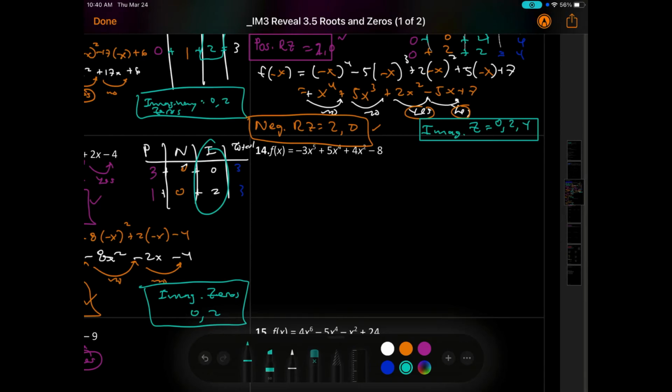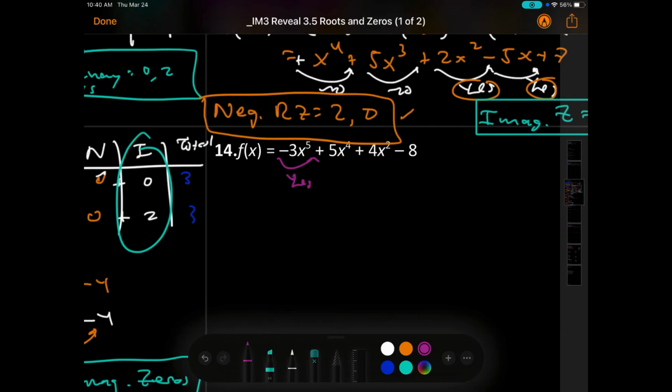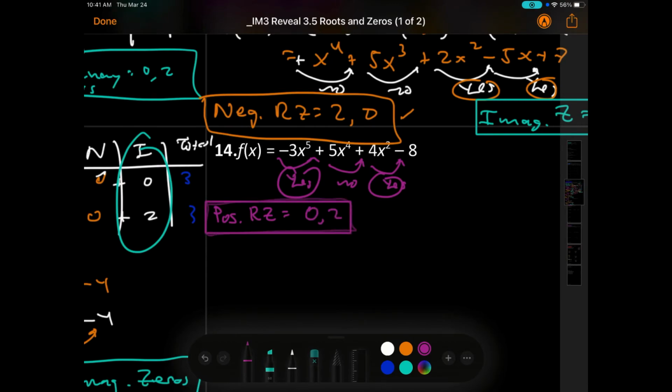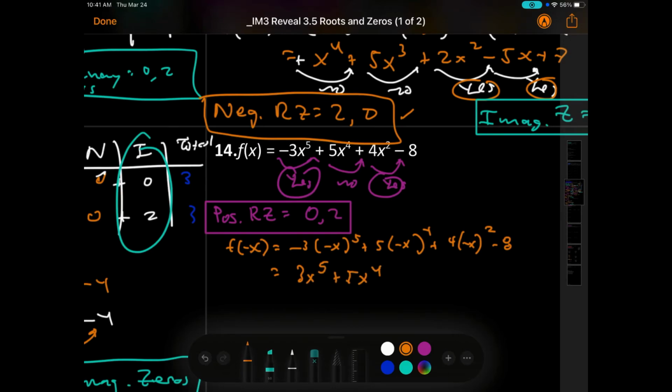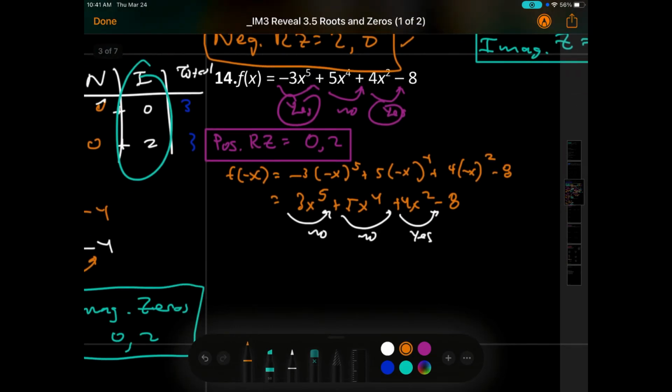All right, number 14. Count sign changes. Yes. No. Yes. So positive real zeros are going to be count by 2, so 0 or 2 here. Let's stick in negative x. And simplify. So that would be negative x to the 5th power, so that'll become positive. Plus 5x to the 4th, plus 4x squared minus 8. So no, no, and yes. So negative real zeros are just going to be 1.